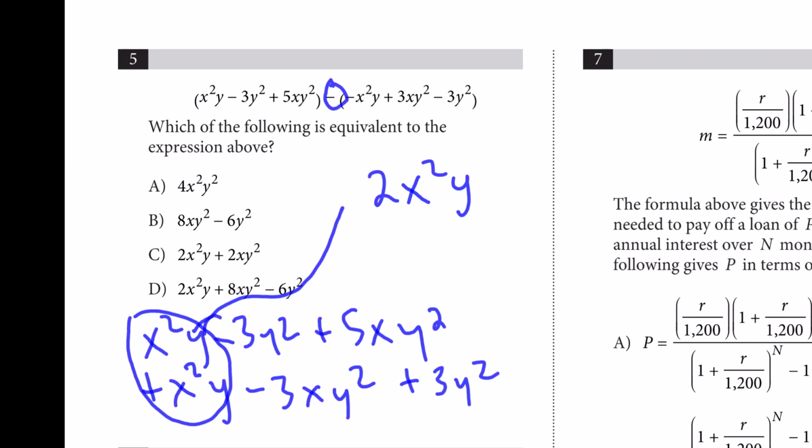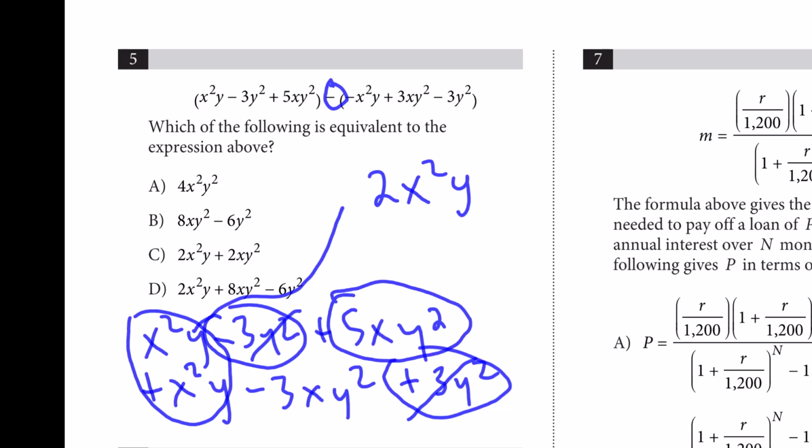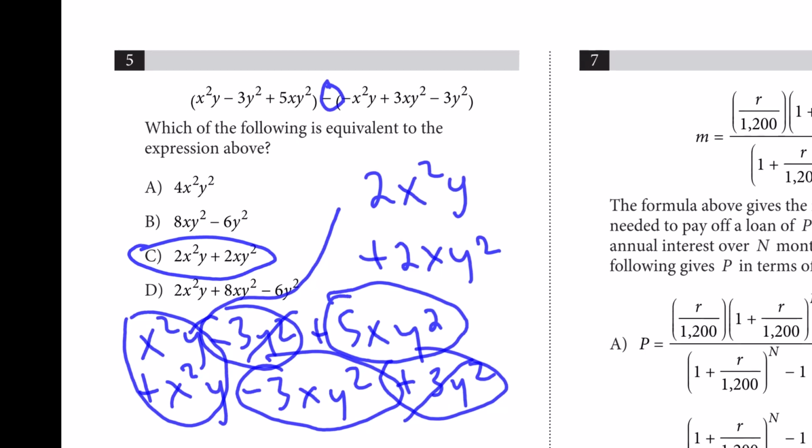And then this is going to add up with that. And those actually just cancel each other out. Okay, so you have 0y squared. And then last, you've got the 5xy squared and the negative 3xy squared. That's going to give you a 2xy squared. And the answer then is going to be C.